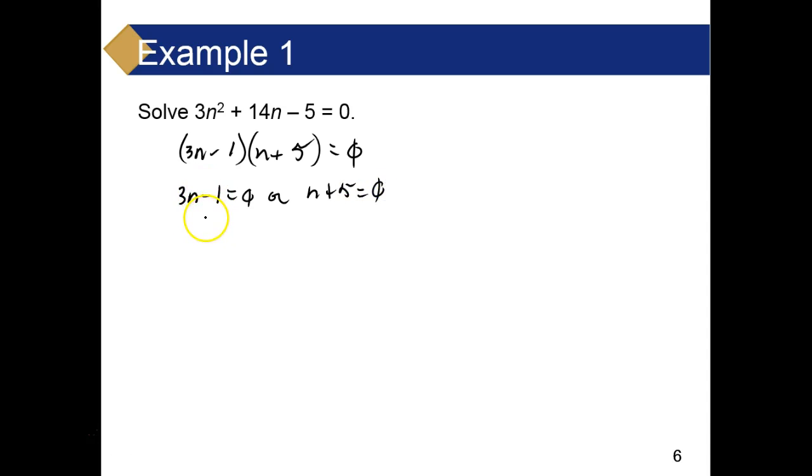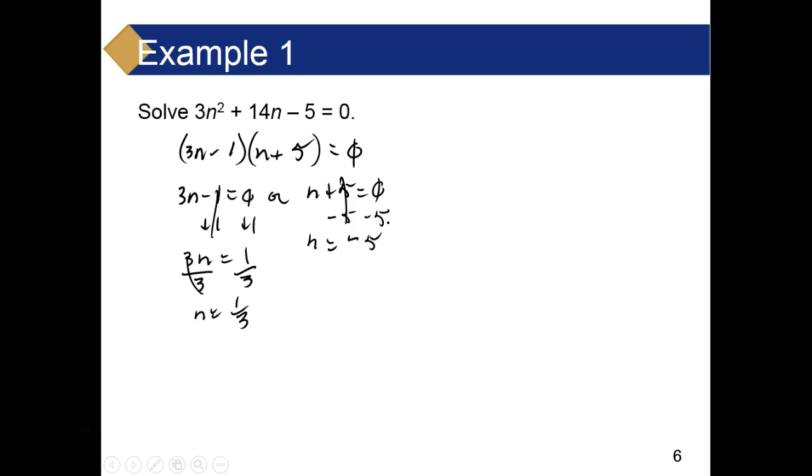What do we do on the first one? Add 1 to both sides. That gives us what? 3n equals 1. Now what? Divide by 3, and that gives us n equals 1/3. There's one possible solution. The other is subtract 5 from both sides, and that gives you n equals -5.